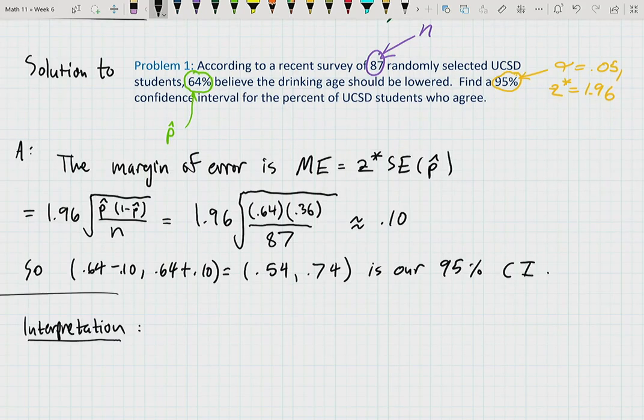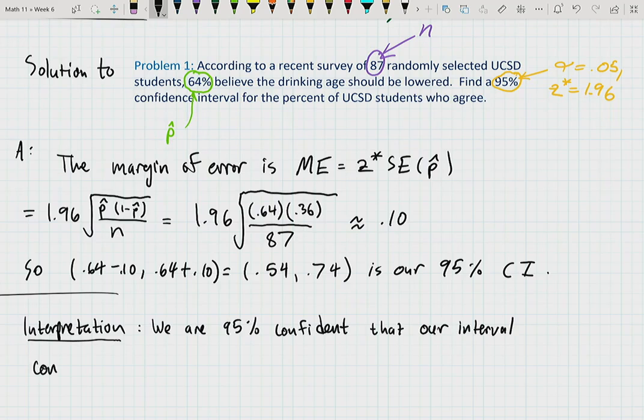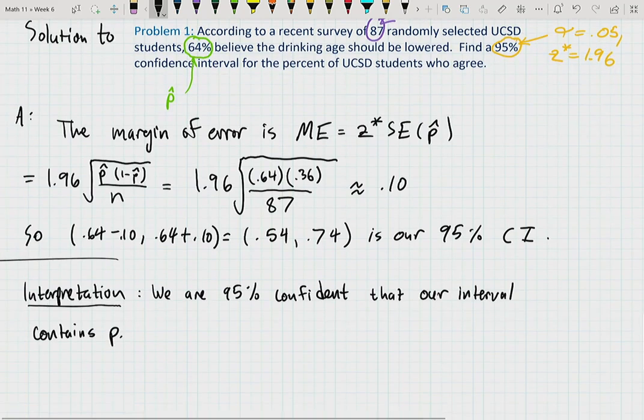Yes, you said it pretty good. You've got to watch your words when you speak about confidence intervals, but I would say it pretty close to that. So yes, we are 95% confident that our interval contains p. What does that mean?